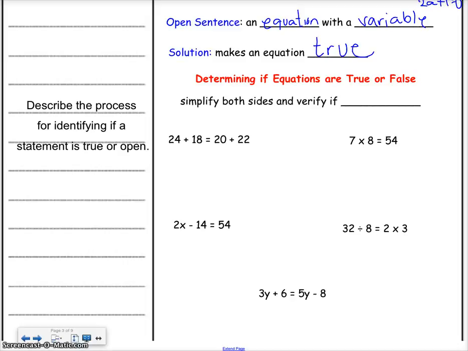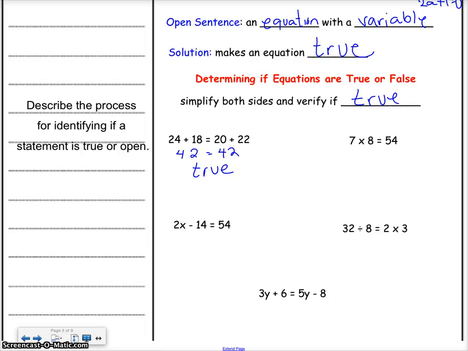So you're going to simplify both sides and verify if it's true. So I want to know, is this a true statement or a false statement? Is 24 plus 18 equal to 20 plus 22? And you just show your math. 24 and 18 would be what? 42? Yep. Does 42 equal 42? Yes. It is true.